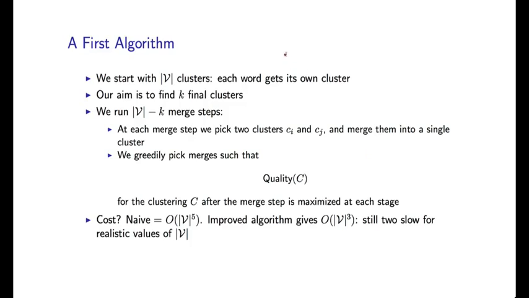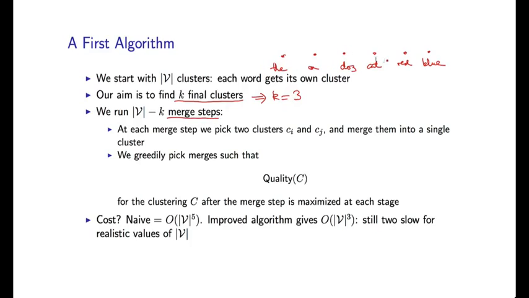So I start off with every word in its own cluster. So I might have V and A, dog and cat, red and blue. And our aim is going to be to find, say, k final clusters. Maybe, for example, we might find k is equal to 3. And in that case, we do the following. So we're going to run a series of what are called merge steps. And it's really a very simple idea.